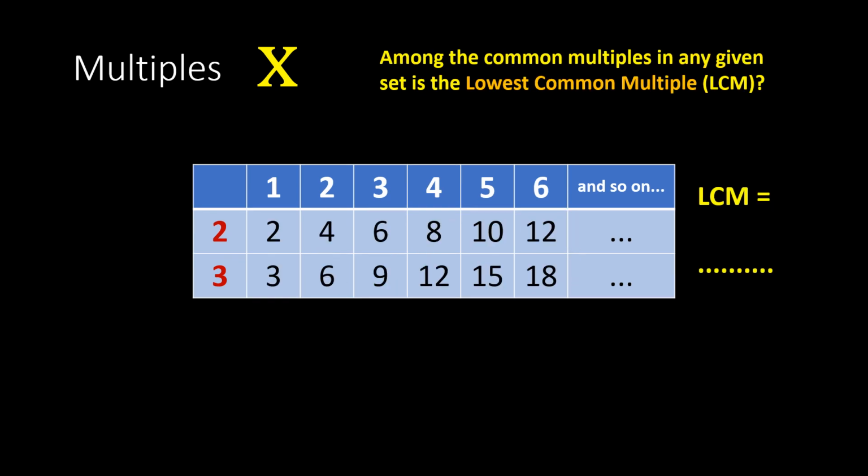Among the common multiples in any given set is the lowest number that is common. It's called the lowest common multiple. Let's take a look at the multiples of 2 and 3. We can see that 6 is the lowest common multiple, which means the lowest number that is common in the multiples of 2 and 3. So the LCM here is 6.